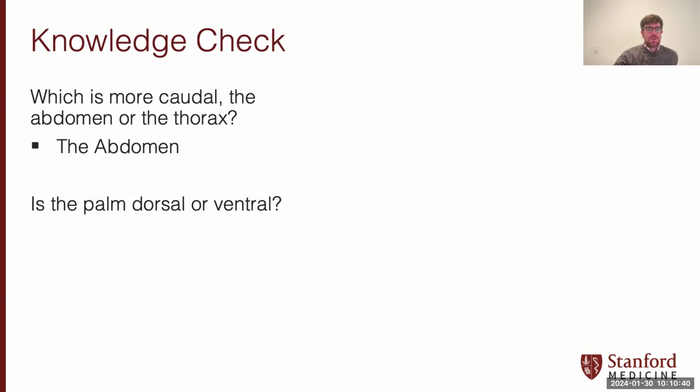Are the palms dorsal or ventral? Nice, yeah. So in your anatomic position, your palms are ventral, facing forward, whereas the back of your hand is dorsal. It's hard to think about the palms facing forward, but just remember that the back of the hand is the back of the hand, and so the back faces the back.